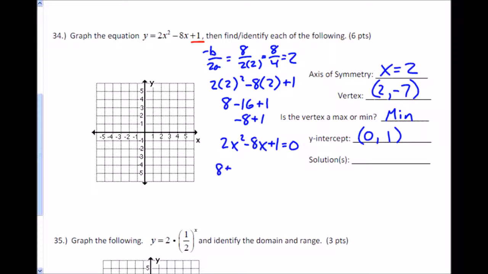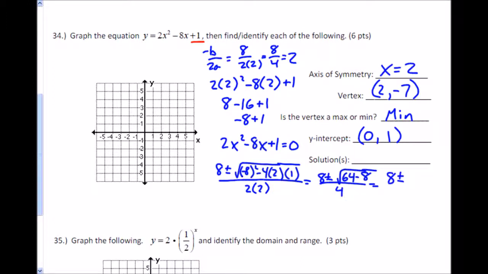So I'm going to do 8 plus or minus the square root of b squared minus 4 times a, which is 2, times c, which is 1, all over 2 times a, which is the 2. And I just have to simplify this. That's 8 plus or minus the square root of 64 minus 8 all over 4. So that's 8 plus or minus the square root of 56 over 4. And now from here, you just have to estimate those two solutions.